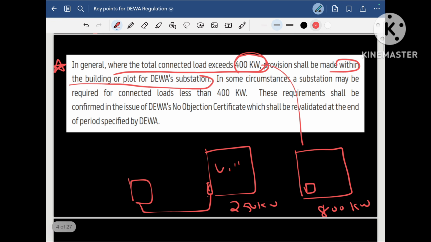But whenever the load exceeds 400 kilowatt, DEWA will ask you to build a substation within the premises. This is a very important point. Even if the project is a villa and it's exceeding 400 kilowatt, even then we have to provide a separate substation within the villa premises. Hope you are very clear with this point.